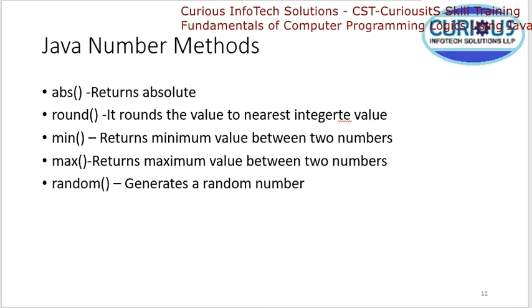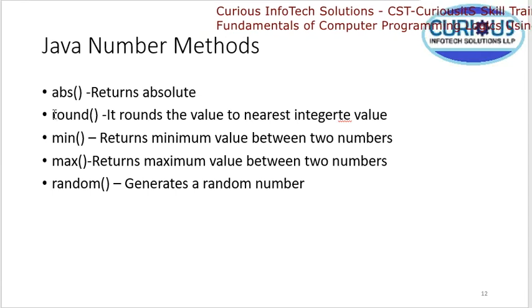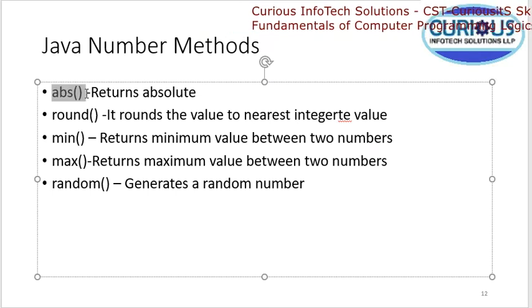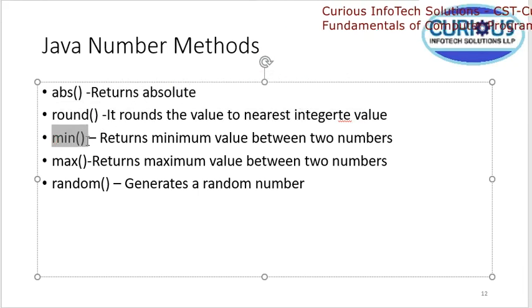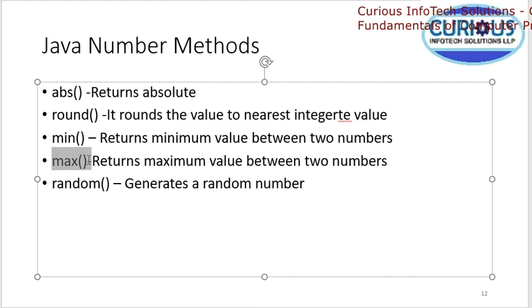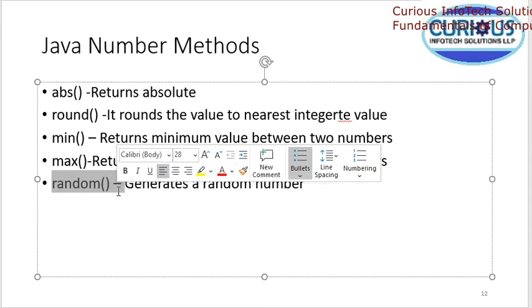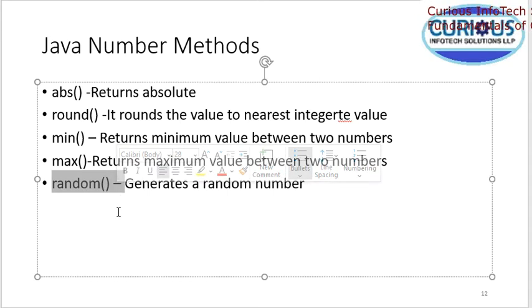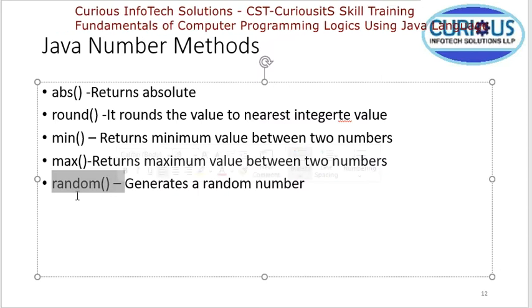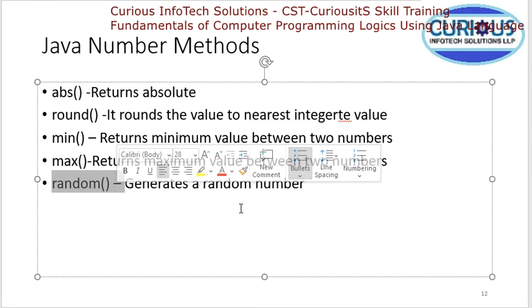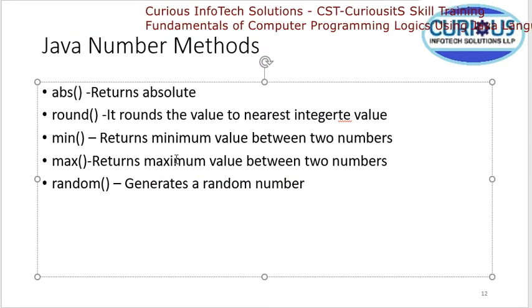तो जावा नंबर मेथड्स को अब हम देखते हैं. तो इन विच वी हैव एब्सोल्यूट मेथड, राउंड मेथड, देन मीन मेथड, देन मैक्स मेथड, देन रैंडम मेथड. ये बहुत यूजफुल है मेरे लिए. जब मैं क्वेश्चन आंसर बनाता हूं तो आई एम आल्सो यूजिंग दिस रैंडम फंक्शन सो दैट आई कैन चेंज माय सीक्वेंस टू द ऑल स्टूडेंट.